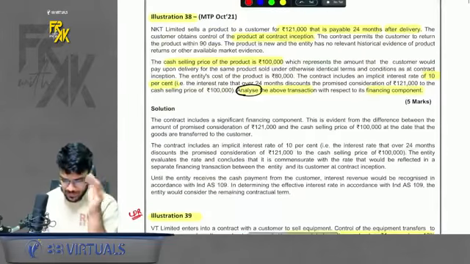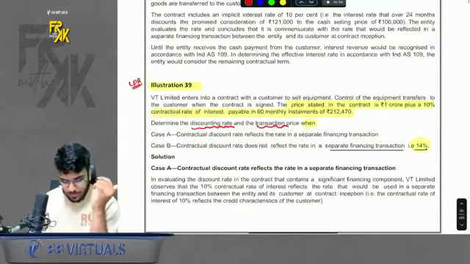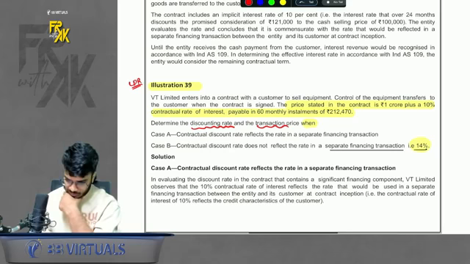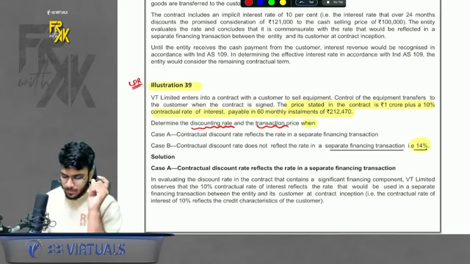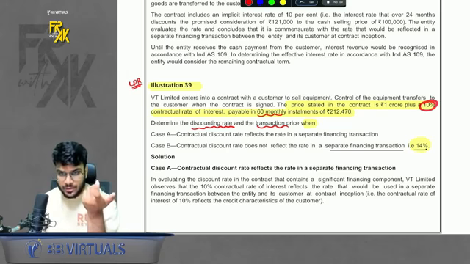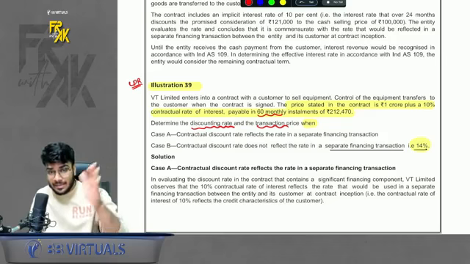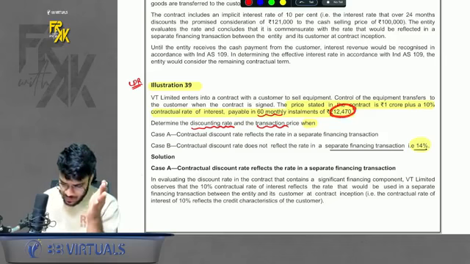Simple. So the basic fundamental was your revenue is 1 lakh and your interest 21,000. Next question, an important question now. What does it say? Again you are selling equipment, but the customer is going to pay after 60 months. So you are charging 10% interest. The customer is paying in 60 monthly installments, not after 60 months, in 60 monthly installments. So you are charging extra.